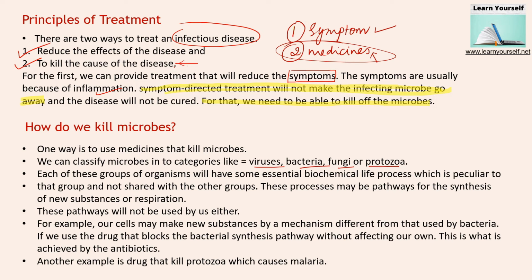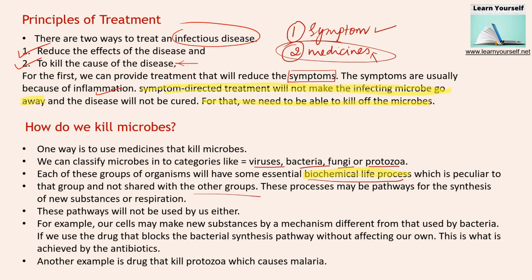Each of these groups of organisms will have some essential biochemical life process which is peculiar to that group and not shared with any other group. These processes may be pathways for synthesis of new substances or respiration. Based on these biochemical pathways, they multiply, make new substances, and stay alive in our body. Once we target this biochemical life process, they will no longer be able to multiply or survive in our body. In turn, we are killing them and reducing their count.